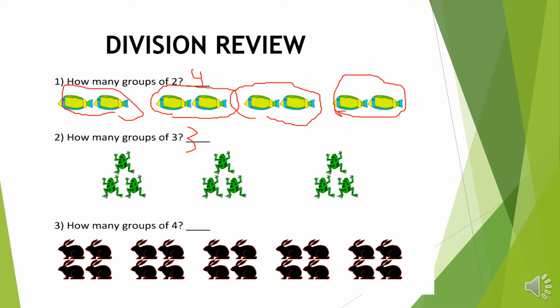How many groups of 4? In each group there are 4 rabbits. You only have to count the groups. Count it with me: 1, 2, 3, 4, 5. 5 groups. So this is how you have to solve these questions.